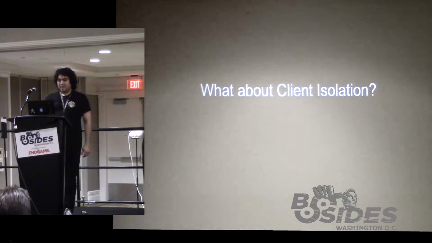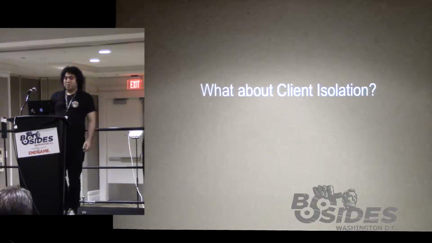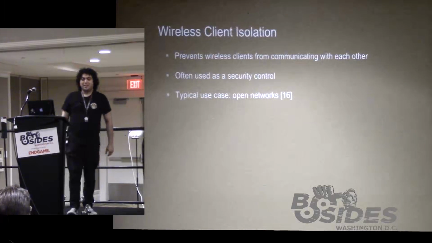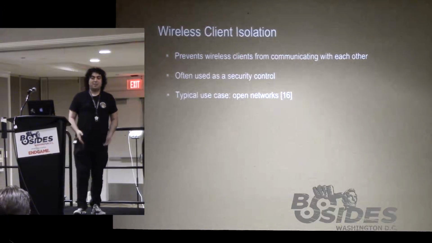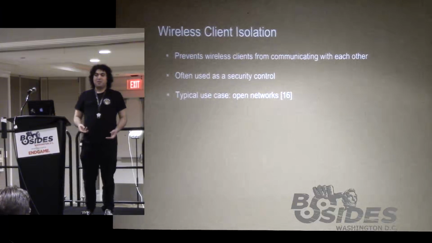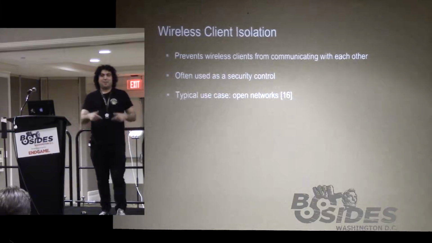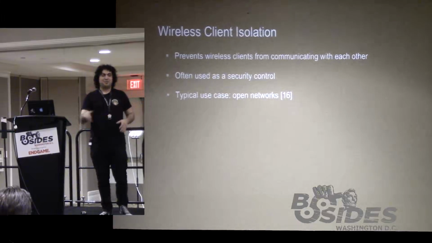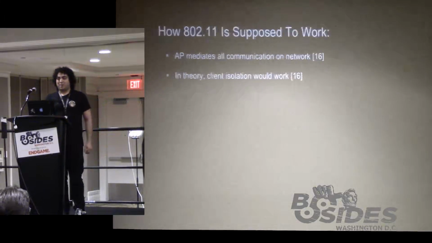So, kind of going back to wireless in general, another really interesting wireless security control that you see a lot is client isolation. And the idea behind client isolation is that you prevent wireless devices from communicating with one another. You usually use this as a security control. Typical use case would be an open network, like the hotel here, for example. You may notice that you cannot ping other laptops that are associated with the network, and there's a reason for that. The idea is to keep people from attacking each other once they're on the network.